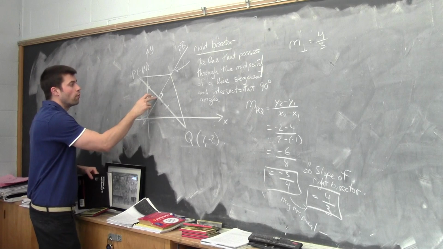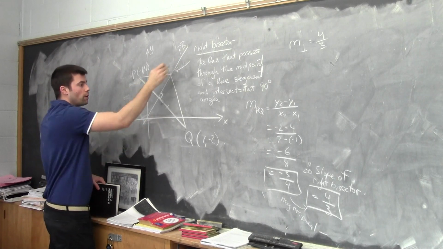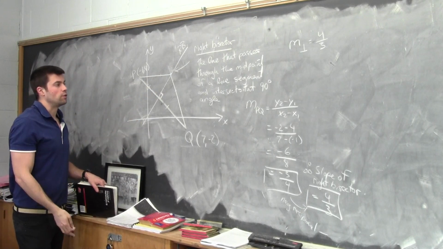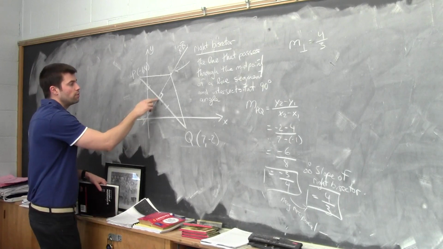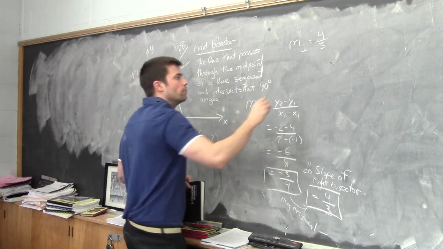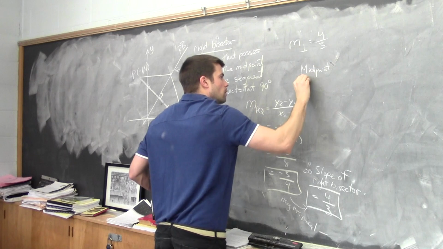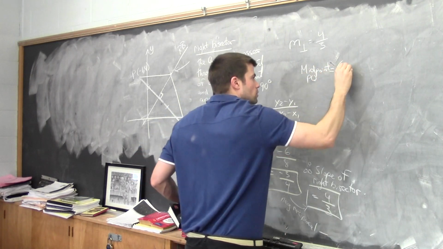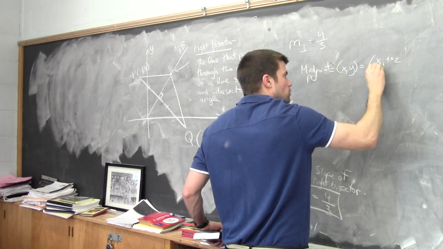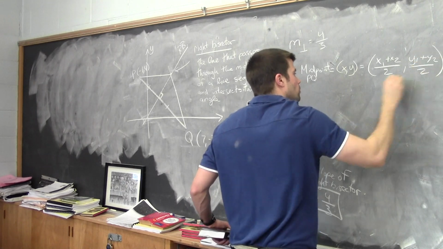Next, we want to find the point, because if we're looking for the equation of this right bisector, we need to know the slope and we need to know a point on that line. If we have a slope and a point on the line, we can get the equation of the line. So to find the midpoint of these two, again PQ, we can use the formula for midpoint. So the midpoint of PQ is going to be equal to (x1 plus x2 over 2, y1 plus y2 over 2).